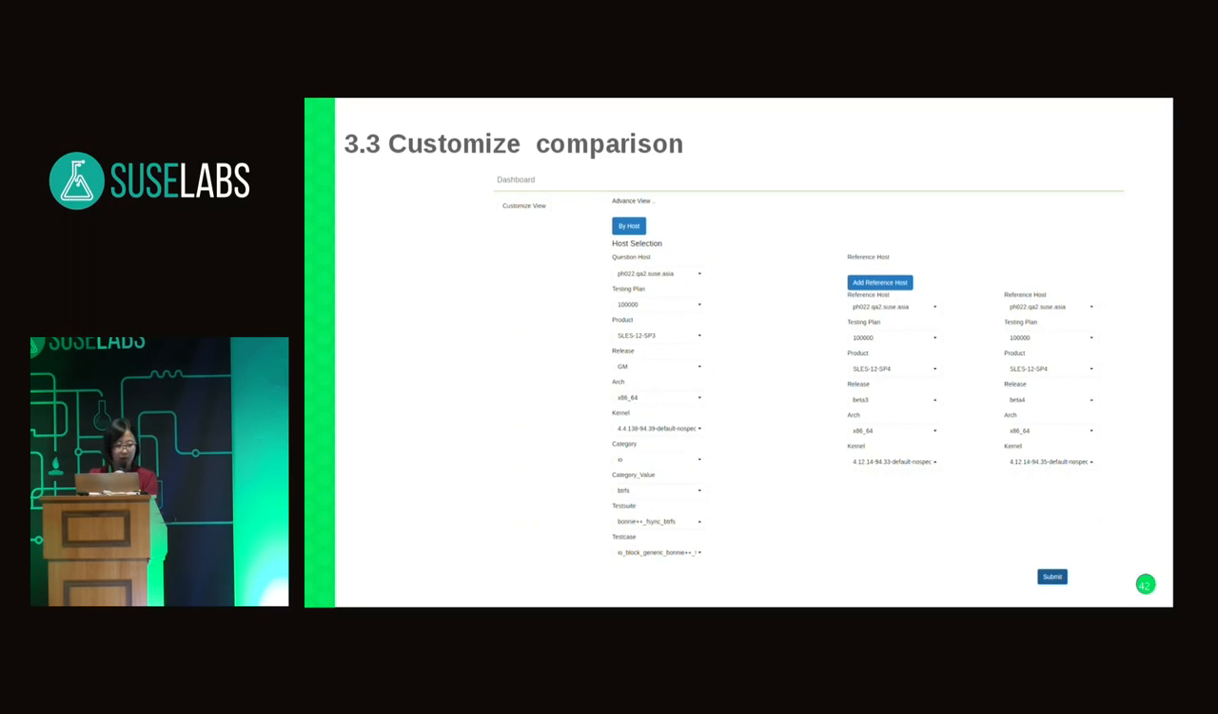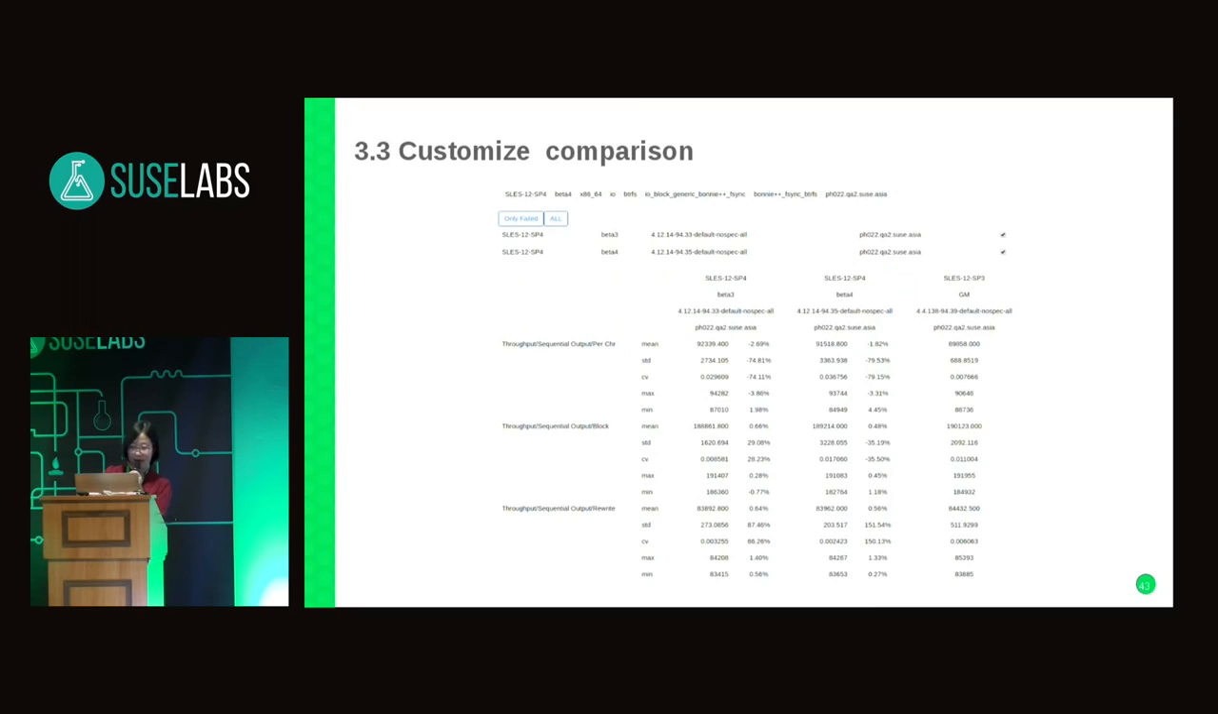It's a customized comparison. The left line is the build under test, and the others are the builds you want to compare with. Then you can get an all-round result, something like this. The right line is the build under test, and the left two are baselines.